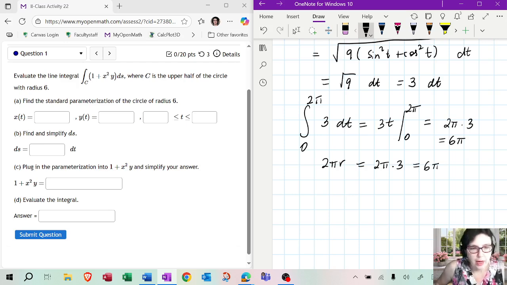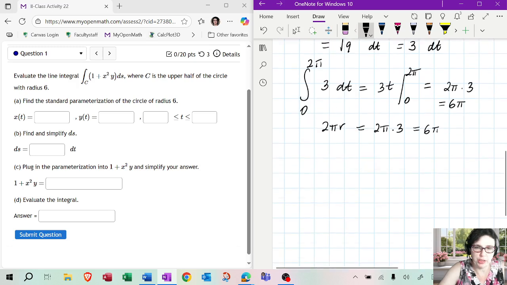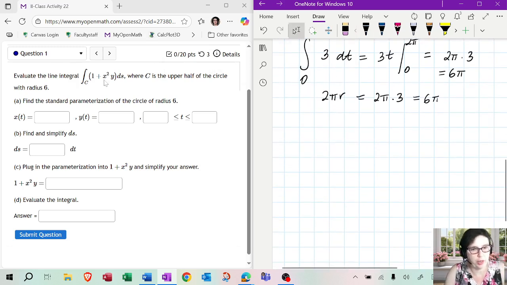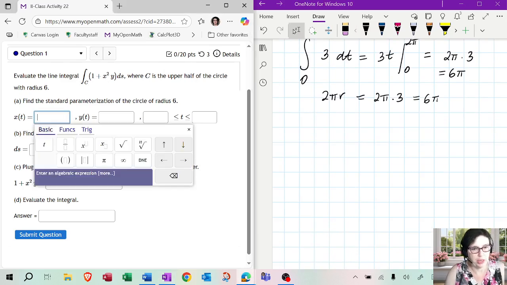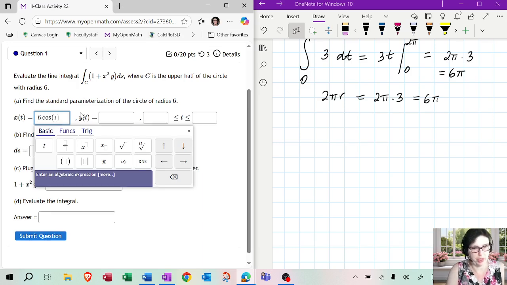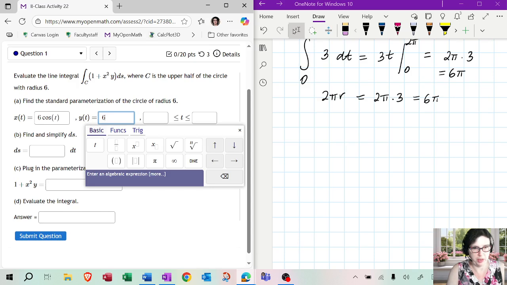Now, if you are not just integrating one, let's take a look at this specific example right here. This is integrating 1 plus x squared y with respect to the arc length. The circle is radius 6, so this would be 6 cosine t, and then this should be 6 sine t.